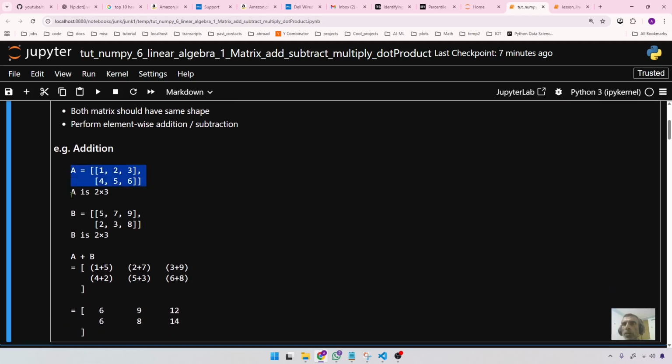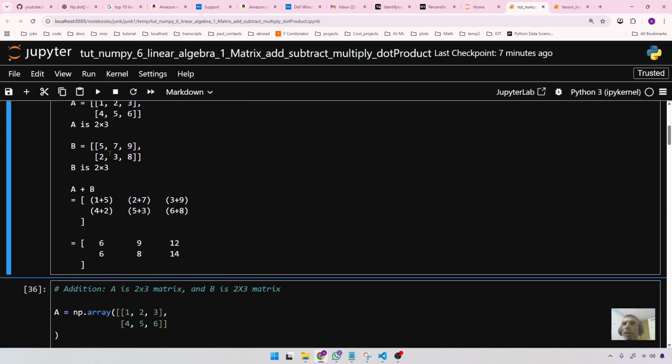Let's say I have these two matrices, matrix A and matrix B, and both have exactly the same shape: 2 by 3, 2 by 3. That means you can do matrix addition. So you do element-wise addition. In this case, you take 1 and add it to 5: 1 plus 5, and the answer is 6. You take 2 and add 7: 2 plus 7, the answer is 9. Same thing with 3 and 9: 3 plus 9 is 12. Likewise, you can perform the matrix addition for every single element like this. This is what I mean by element-wise matrix addition or subtraction.